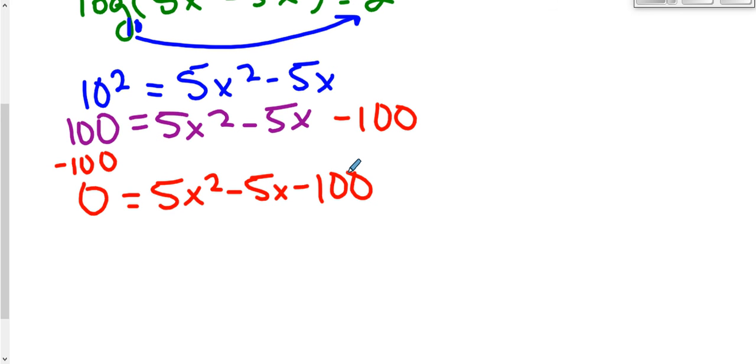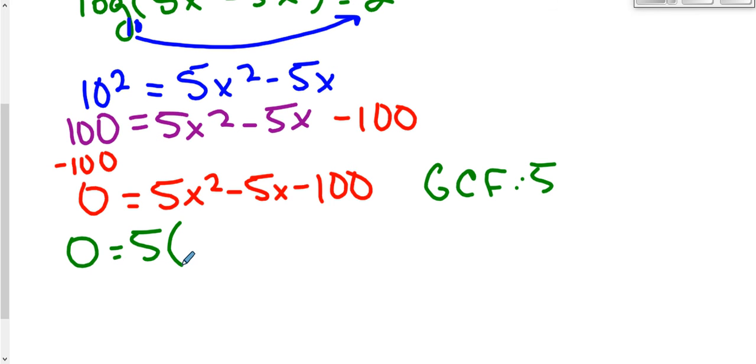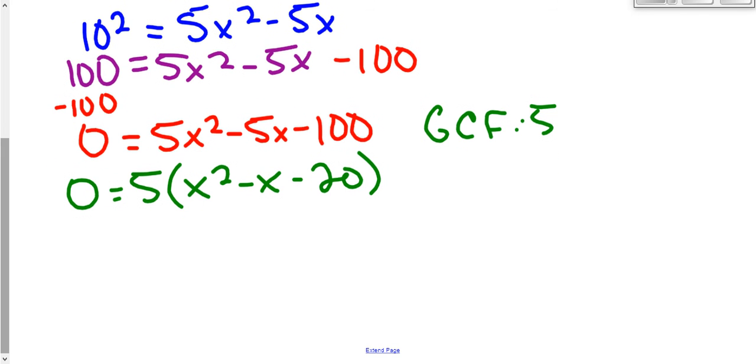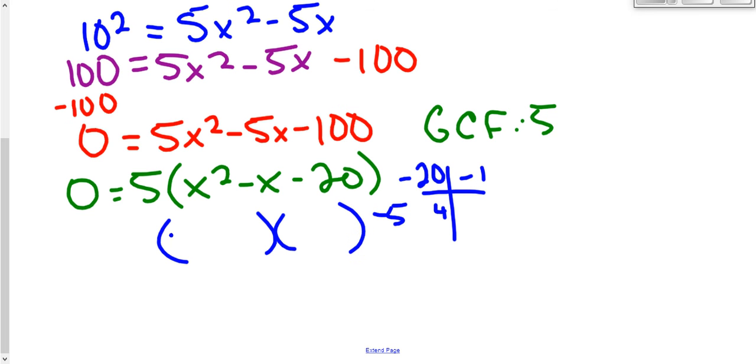And now I can start the factoring process. The first step of factoring is GCF, and my GCF is 5. So I'm going to do 0 equals 5 times x squared minus x minus 20. So I factored 5 out of everything. And now I have to factor what's left inside this quadratic. I can use a t-chart: two things that multiply to negative 20 and add to negative 1. Those numbers are going to be 5 and 4, and the 4 is going to be the one that's negative. So here, I can do x minus 5 and x plus 4.